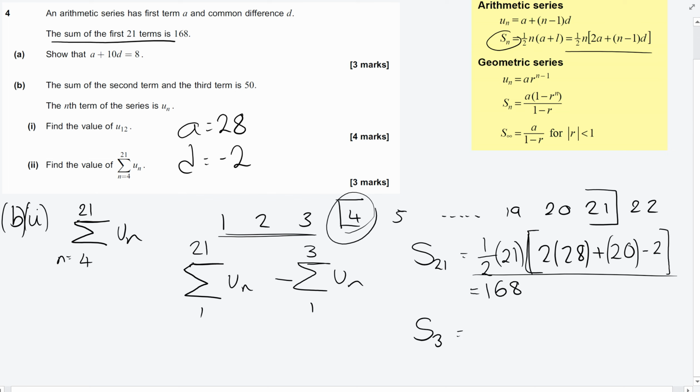Looking at the sum of the first 3 terms then, so that's the sum of the first 21, we've already done that. Sum of the first 3, so it's the same thing again, a half of 3 this time, and it's going to be 2 lots of the first term, which remains the same, so it's still 28, plus n minus 1, so 3 minus 1, 2 lots of minus 2.